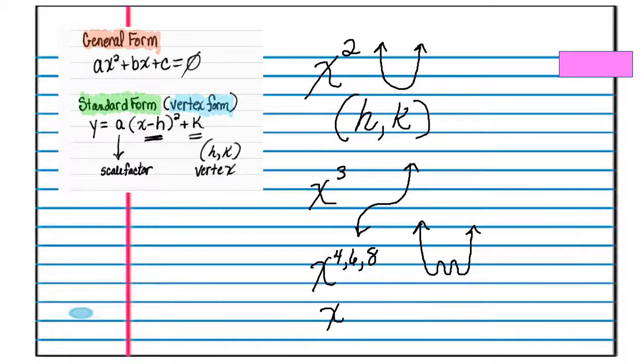Likewise, when you've got the odd powers, x to the 5th, the 7th, and the 9th, you have that little cubic thing with stuff happening inside of it, because there's stuff in the middle.